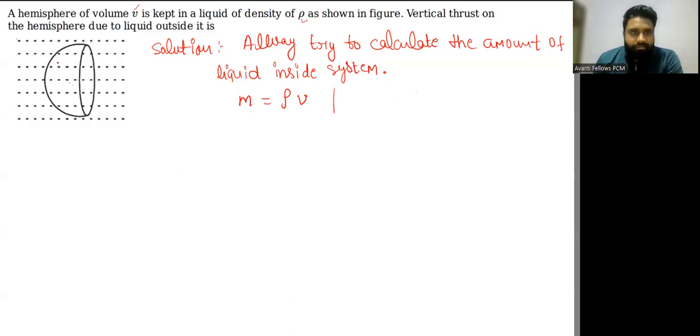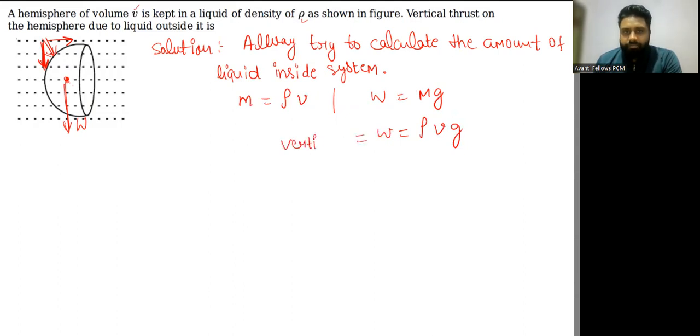Now, the vertical thrust: if you see this component of pressure, it will have two components in this direction and this direction. This downward direction of pressure is the vertical thrust, which is nothing but the weight of the liquid acting downward. The weight is given by mg, and you can put the value of m as rho V, into g. So this is the value of vertical thrust. Look how simple this is.